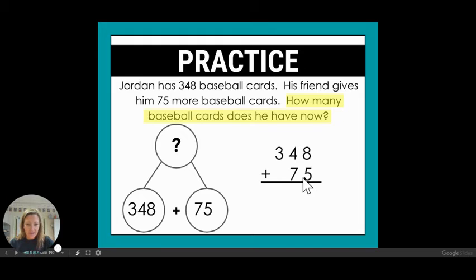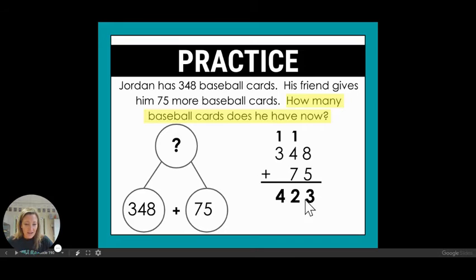And you'll notice that I have this problem set up for the algorithm. So we're going to go ahead and solve it using the algorithm. And then we will see what our answer is. So I'll start with 8 plus 5. 8 plus 5 I know is 13. It's going to give me my whole answer.